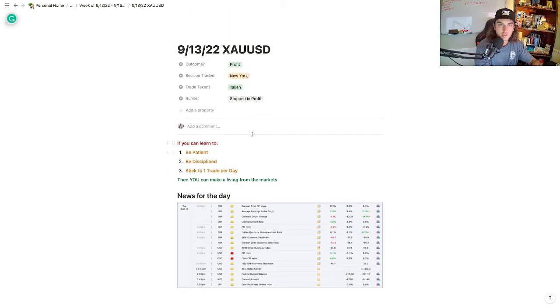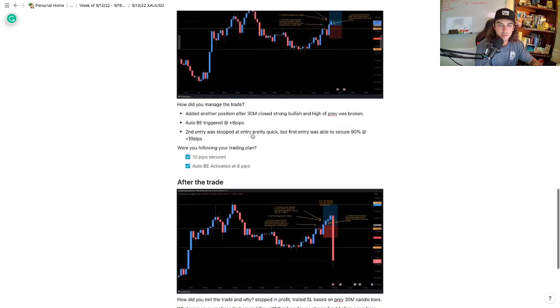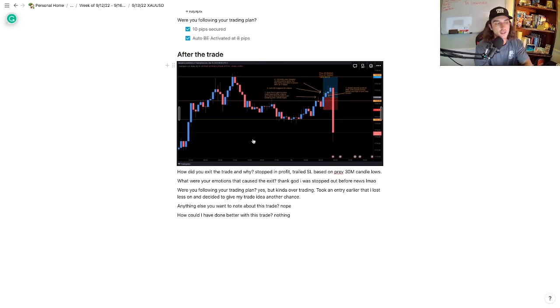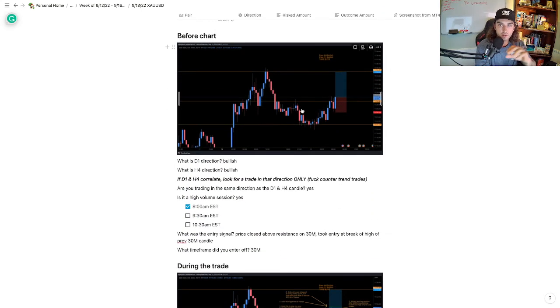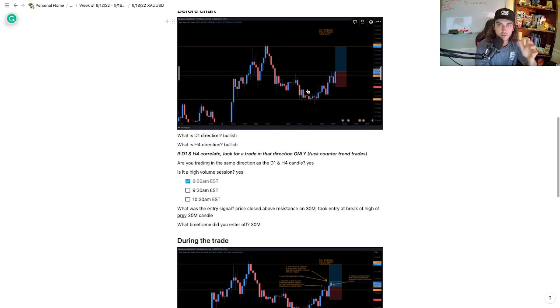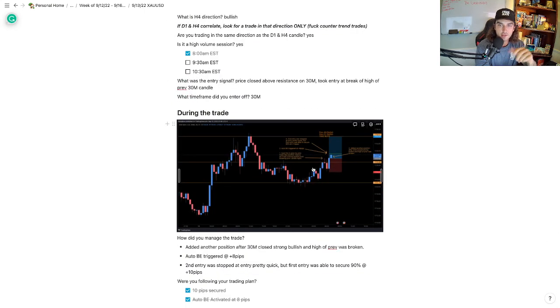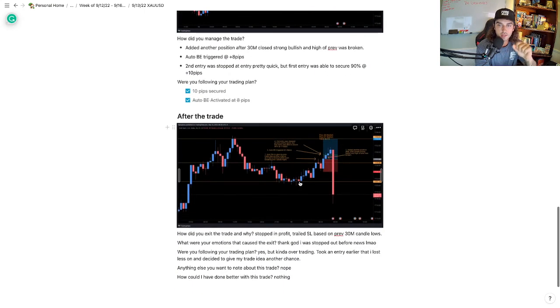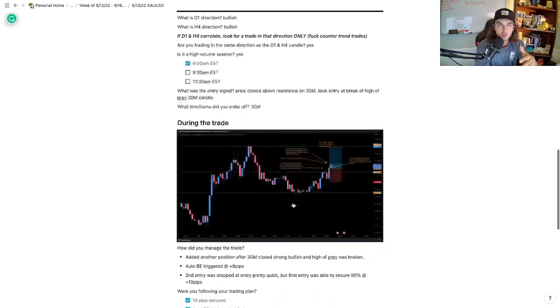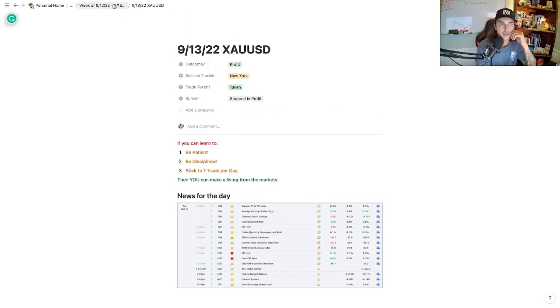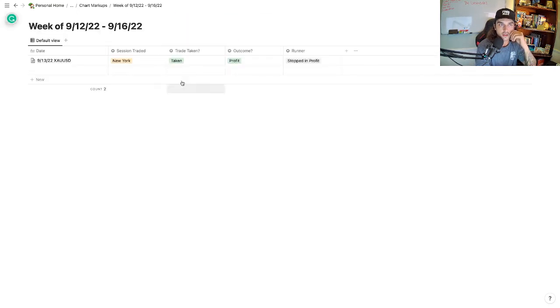And so now you can see everything's completely filled out. So at the end of the week, you can come back and look at this data and you can see in detail, okay, cool, so this is what happened here. This is the before chart I was looking at. This is how I managed the price, and this is how I got out of the trade. So rather than trying to remember what happened, you have all of your notes to look at here, and you can go about your information, your data, very data driven.